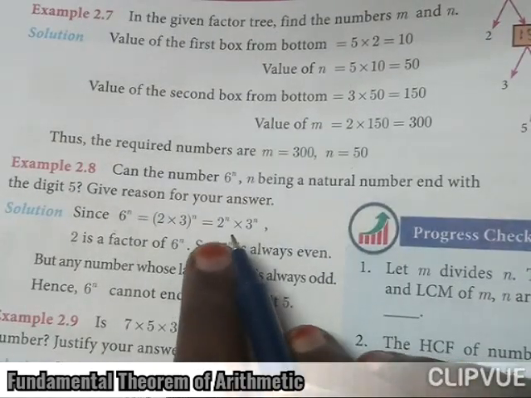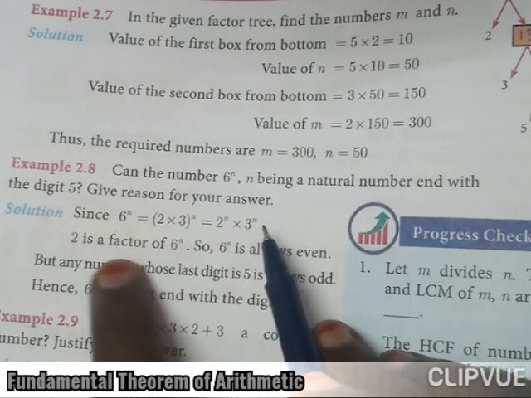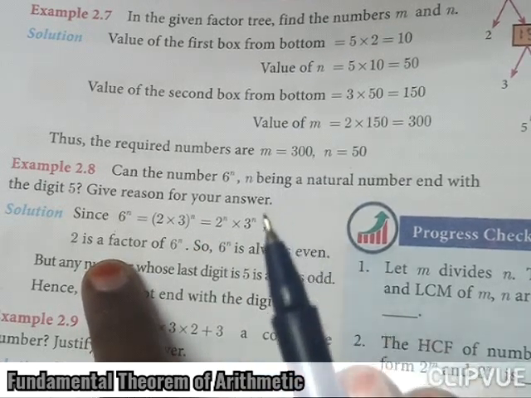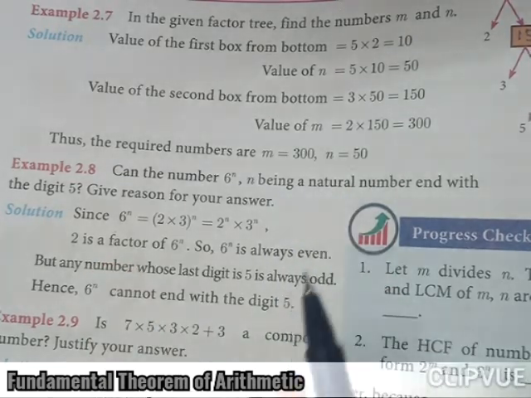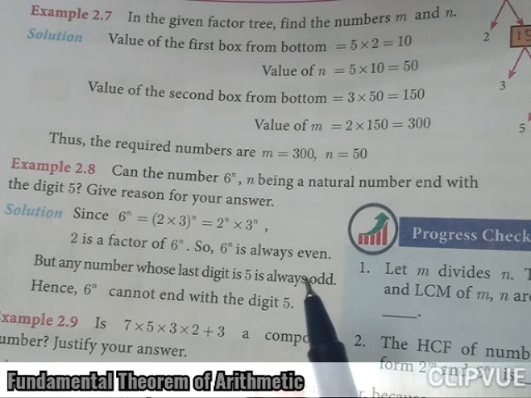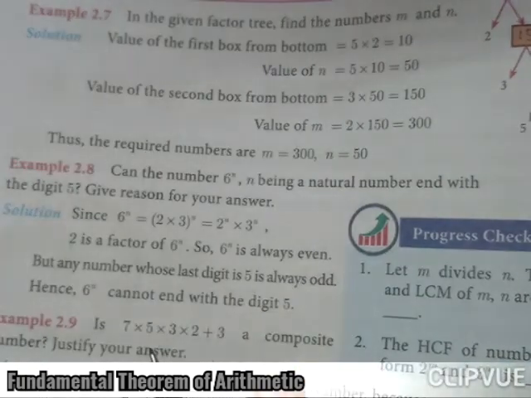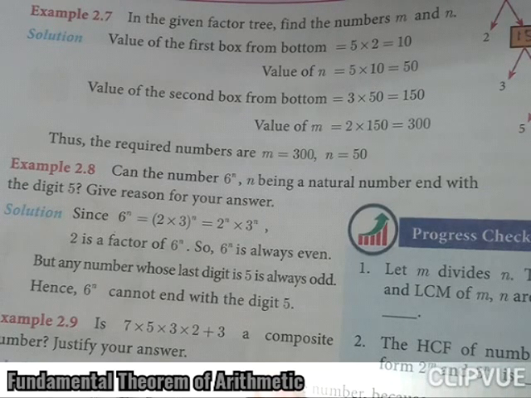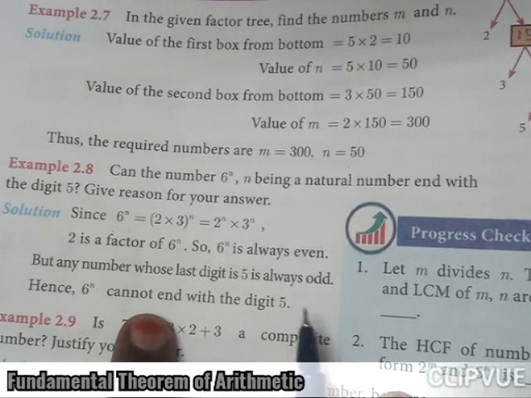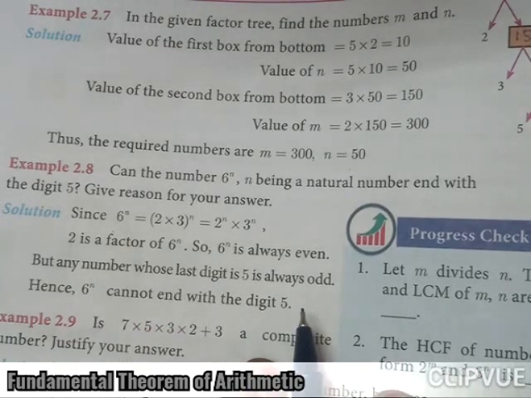The number is a multiple of 2, and a multiple of 2 should be even. An even number cannot end with the digit 5. 2, 4, 6, 8, 10 like this. But 5, 15, 25, 35 are odd numbers. So an even number cannot end with the digit 5. Therefore 6 power n cannot end with the digit 5.